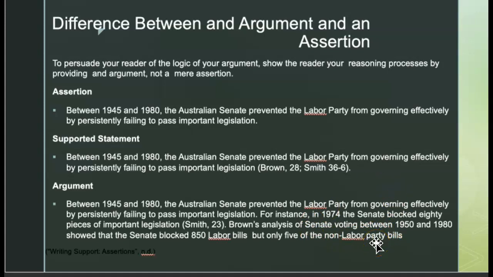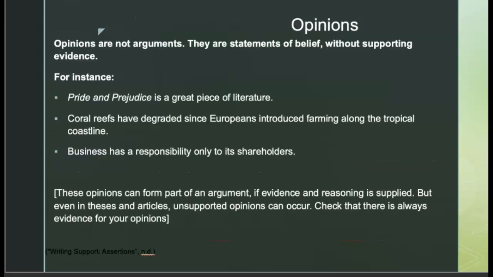It's supported with citations. This was APA. It would be Smith and the year, 1997. This would be Brown's, parentheses, 1929 or whatever, parentheses, analysis of the Senate. That would be the APA way of doing that.